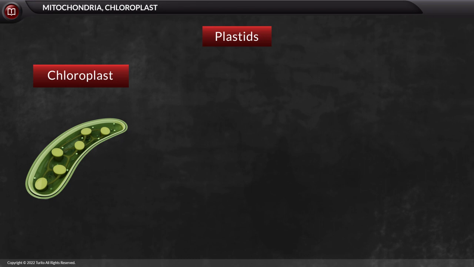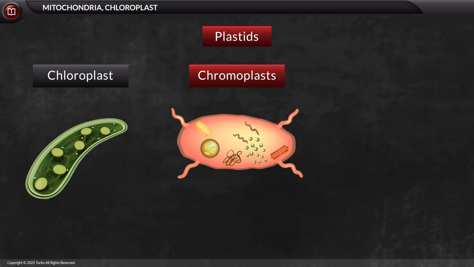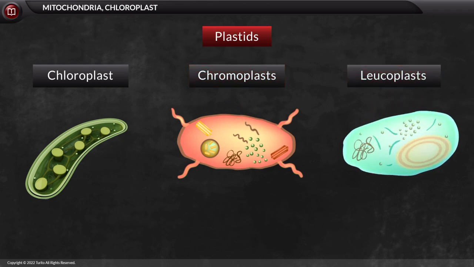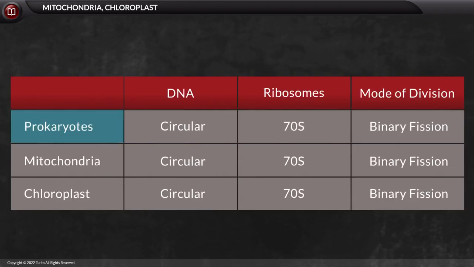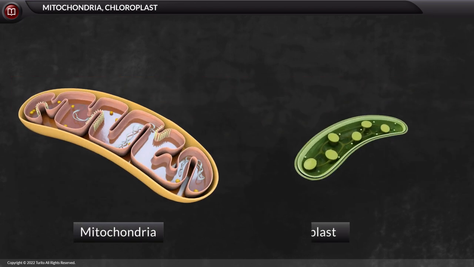Apart from chloroplast, there are 2 types of plastids present in the plant cell, namely, the chromoplasts and leucoplasts. Before concluding, let us understand a theory called an endosymbiotic theory. This theory states that the eukaryotic cell organelles, the mitochondria, and chloroplast have evolved from prokaryotic cells. The similarities between the prokaryotic cells, mitochondria, and chloroplasts, with respect to their DNA, ribosomes, and mode of division, stand as support to this theory. These are the details of the mitochondria and chloroplasts.